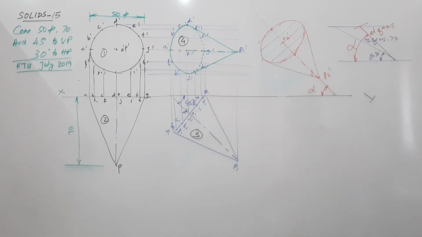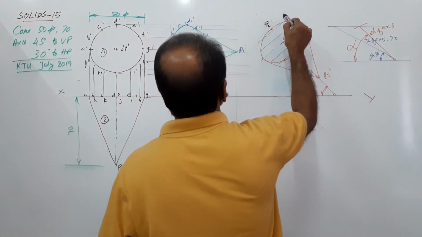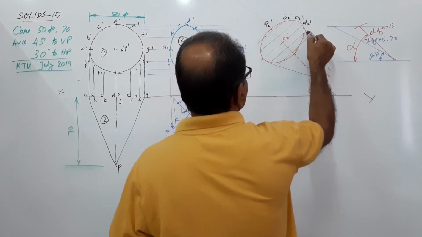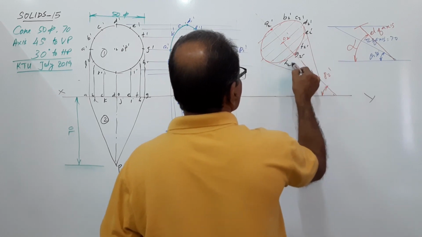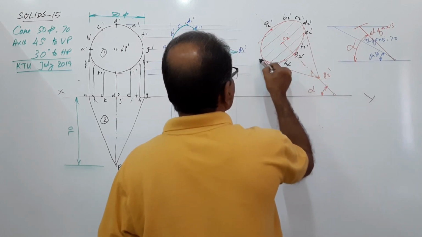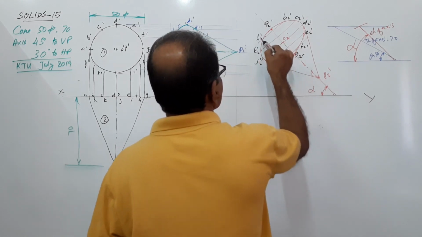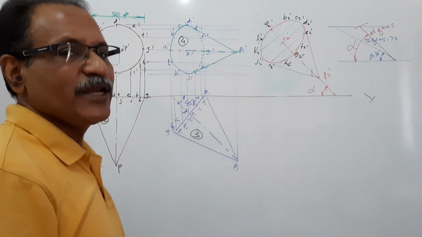You have got the elevation redrawn. What is this? This is A2 dash, B2 dash, C2 dash, D2 dash, E2 dash, F2 dash, G2 dash, H2 dash, I2 dash, J2 dash, K2 dash, L2 dash. Agreed? Now what? You need a new plan.